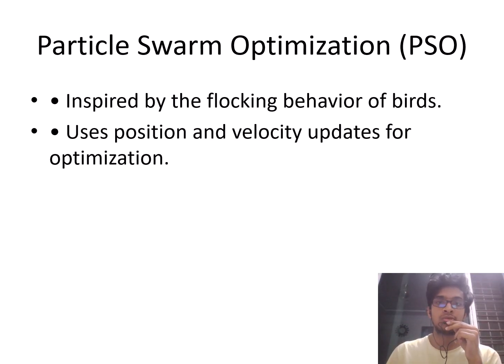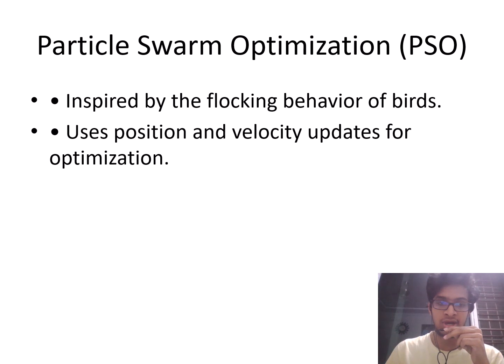Particle swarm optimization is inspired by the flocking behavior of birds. The idea is that a group of particles move through the solution space influenced by their best and global positions. Particle swarm optimization uses position and velocity updates to check for the next optimization. It randomizes the positions and velocities.